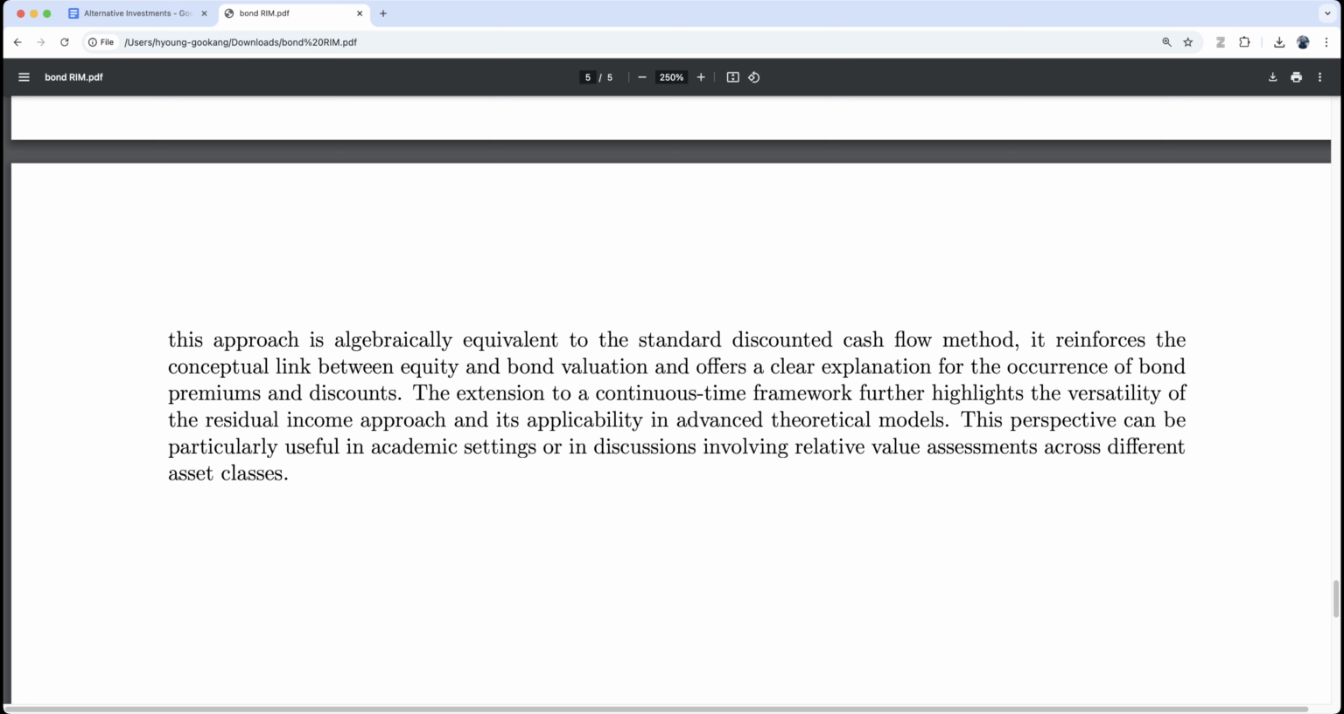The extension to a continuous time framework further highlights the versatility of the residual income approach and its applicability in advanced theoretical models. This perspective can be particularly useful in academic settings or in discussions involving relative value assessment across different asset classes. In particular, this method is useful in alternative investment, especially private debt.